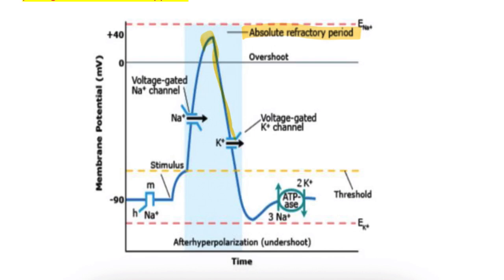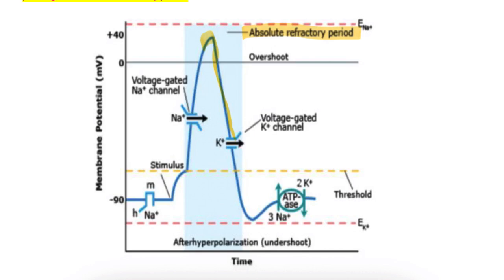Next, one important impact is that drugs that prolong sodium channel inactivation or slow repolarization increase the duration of the absolute refractory period. For example, class 1 anti-arrhythmic drugs block sodium channels and prolong the absolute refractory period. They are used in ventricular tachyarrhythmias.